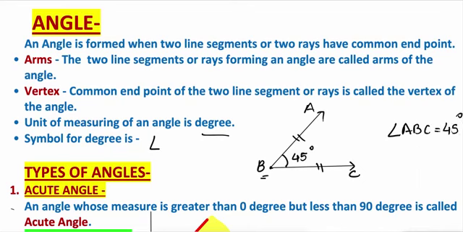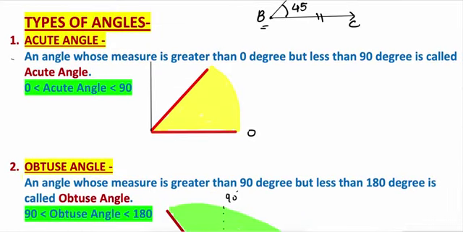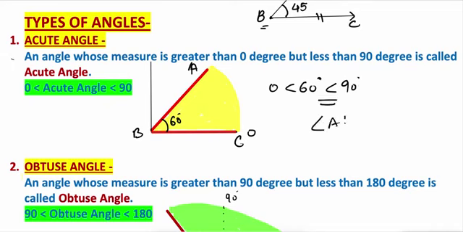Now let's see types of angles. First is the acute angle. An acute angle is an angle whose measure is greater than 0 degrees but less than 90 degrees. So suppose this is A, B and C, and if this angle is 60 degrees, so here 60 is greater than 0 degrees but less than 90 degrees. So this angle ABC is an acute angle. So for an acute angle, the measure of the angle should be between 0 and 90 degrees.